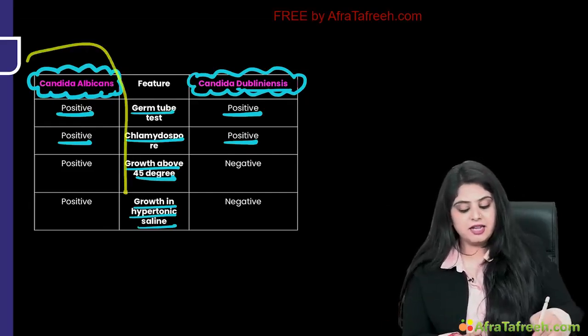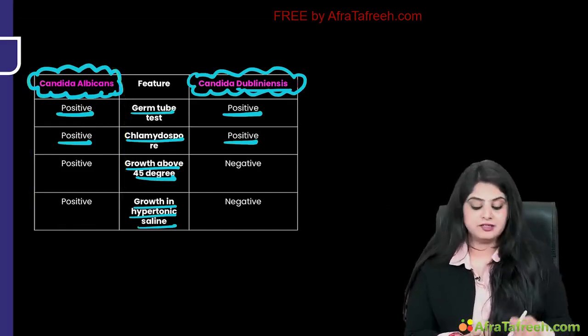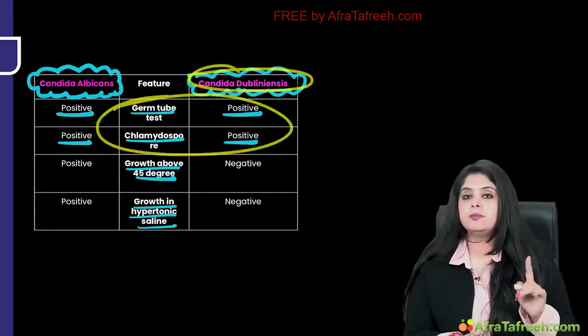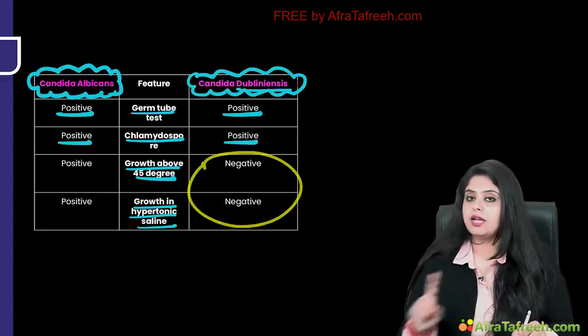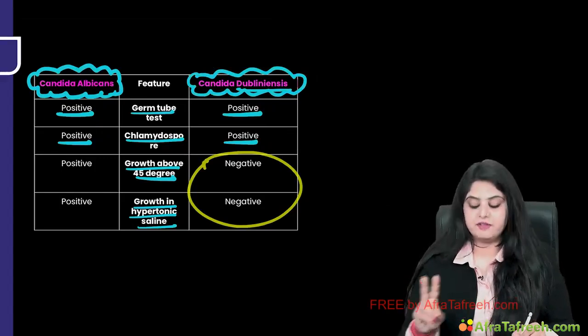Okay, albicans is the elder brother who takes all the responsibilities. Dubliniensis only takes the germ tube and chlamydospore. It does not grow on hypertonic saline. It does not grow at 45 degrees.